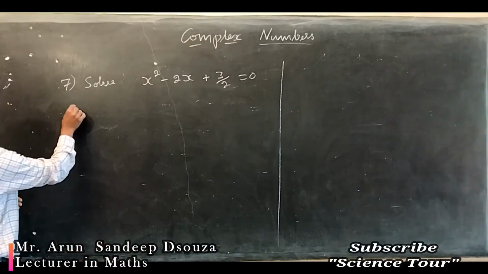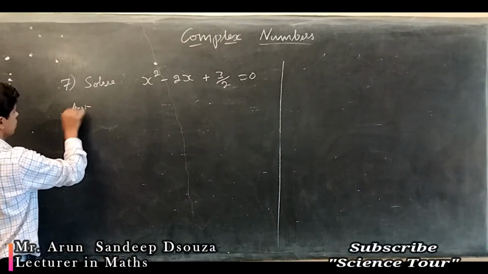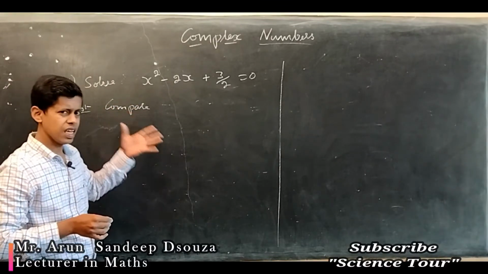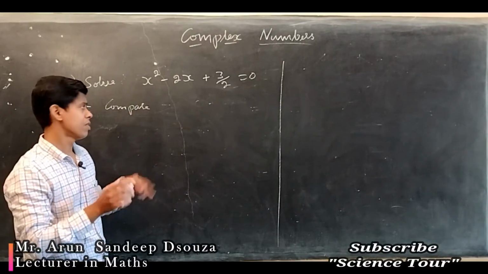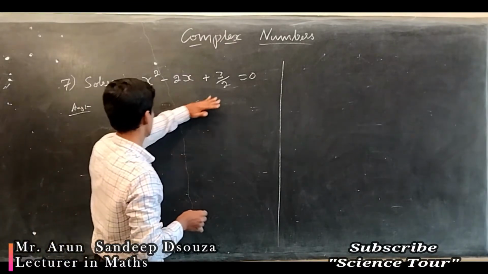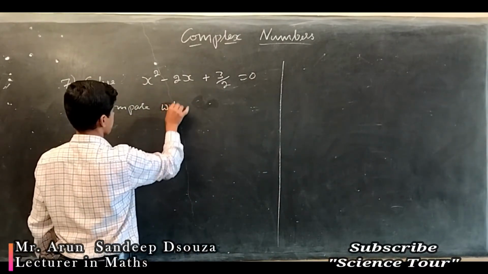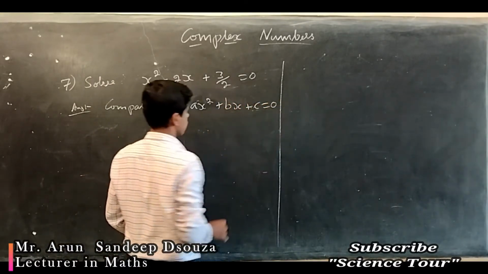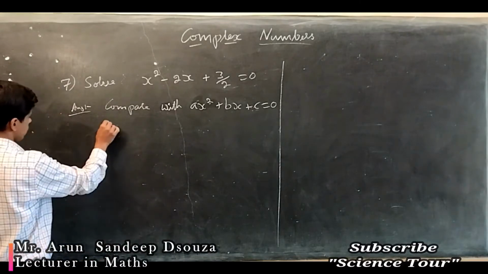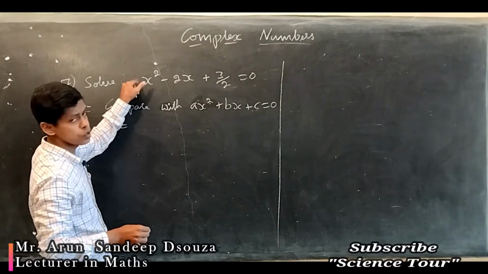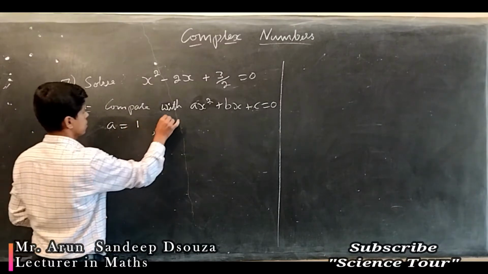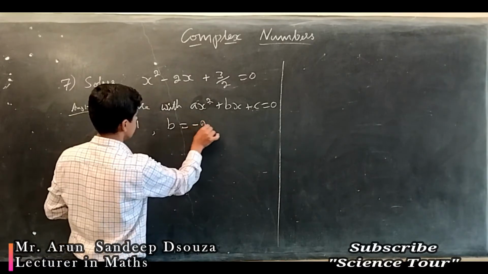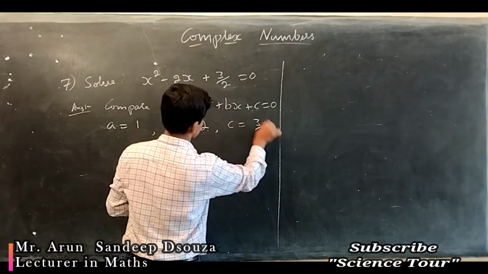Now I'll follow all the steps in the same method, so that the method will be fixed in your mind. So now compare with ax square plus bx plus c is equal to 0. Now write the values. So a, you have 1, so this is 1 into x square. So b is minus 2 and c is 3 by 2.